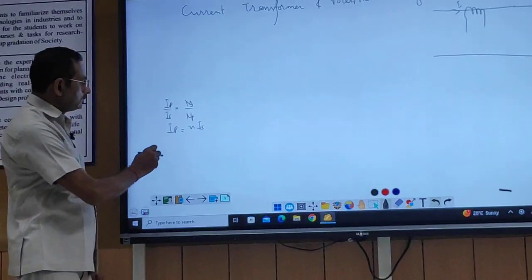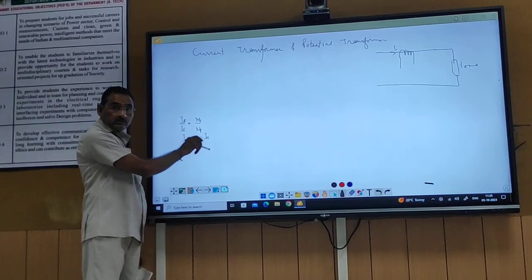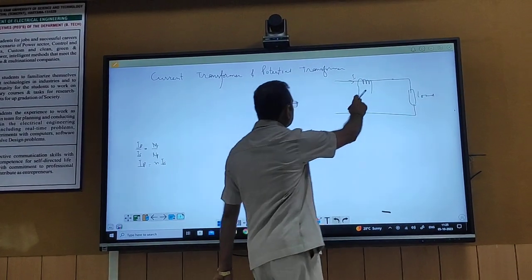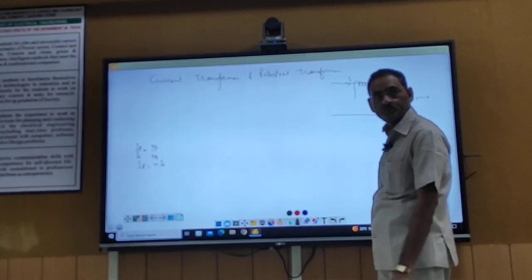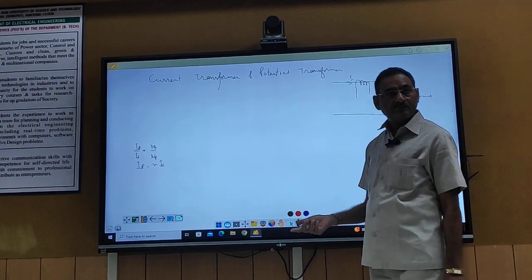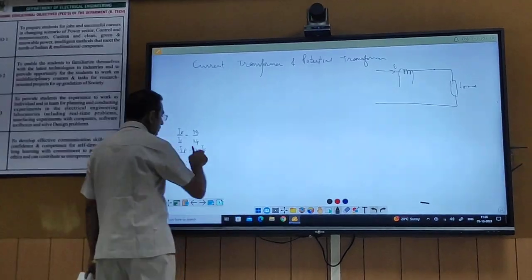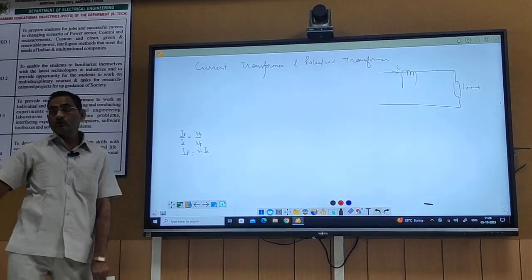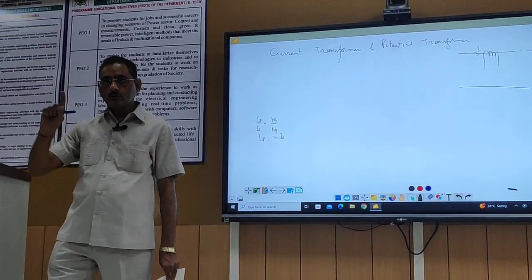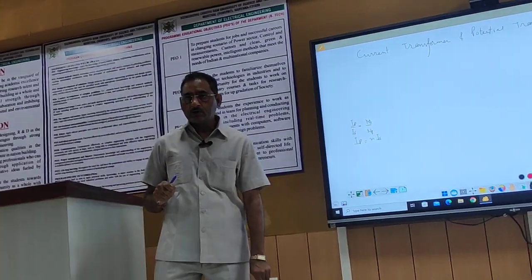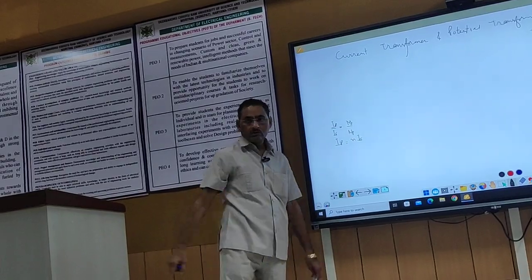Suppose we measure on the secondary side. On the secondary side there is an ammeter which is connected here. You can connect an ammeter here, and the range of the ammeter is 5 ampere. So the range of the ammeter is 5 ampere and you want to measure 1000 ampere. So what will be this turns ratio?